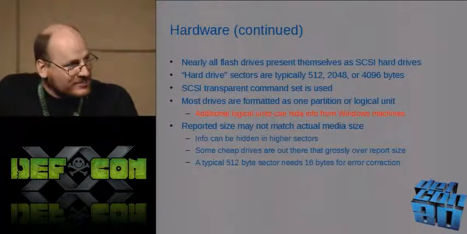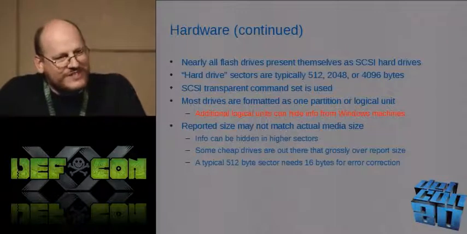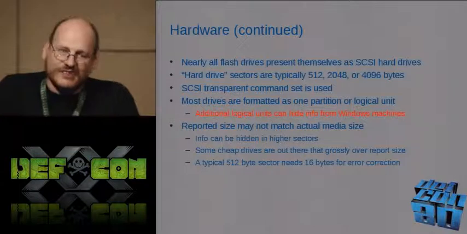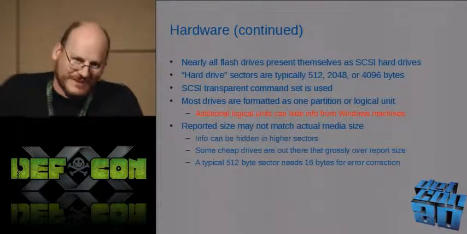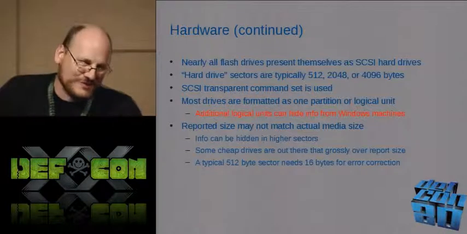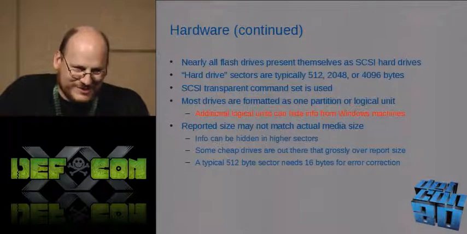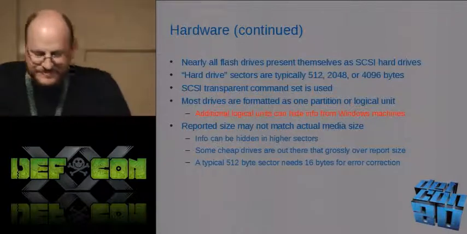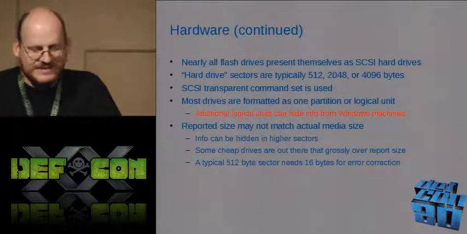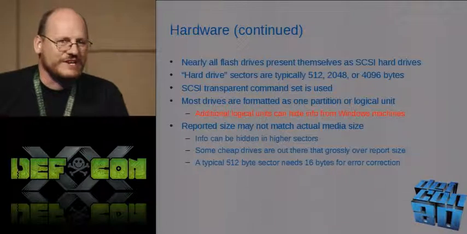By the way, here's a little tip. I have found that some versions of Windows do not see other than the first logical unit. So if you want to hide something on a thumb drive, put it on other than the first partition. And don't use a Windows-compatible file system, all right? That'd be another good way. Sometimes the reported sizes don't match the actual sizes, and you can use that to hide some information.